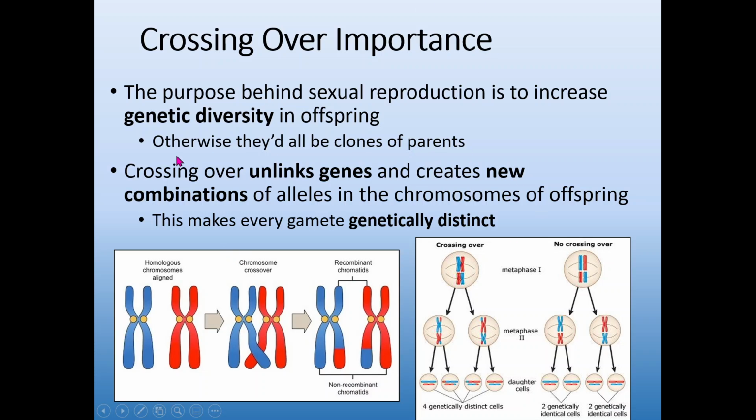This is also important, I mentioned, because crossing over is capable of unlinking genes. So remember, genes normally follow the law of independent assortment, but if they are on the same chromosome, and especially very close to each other on the same chromosome, they can become linked, and they will be inherited together. Crossing over can break that linkage, so we can separate that genetic link, and then create, of course, new combinations of alleles so that every produced offspring is genetically distinct.